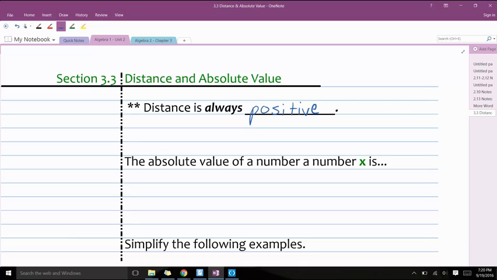Think about if you go on vacation. If you drive to Florida and you drive back, you don't say, oh, I drove 500 miles there and negative 500 miles home. No, you always talk about distance being positive. You just drove 500 miles each way. Distance can be zero, but the big thing here is that distance is always going to be positive.